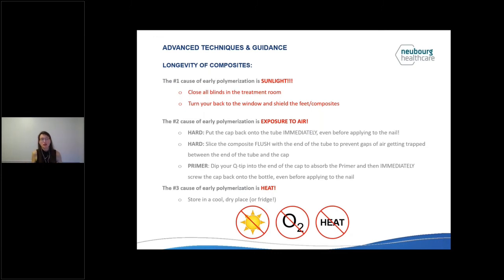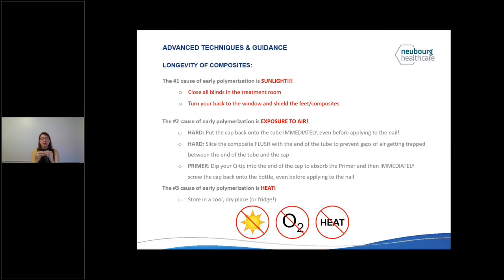Normally regular bulbs of any kind right now don't cause that. So if you're still finding that you have problems, check to see what kinds of light bulbs you have. And if they're some kind of fancy, very much like sunlight bulbs, then just try it in a different room or a different space and see if it makes a difference. Number 2 cause of early polymerization is exposure to air or oxygen.